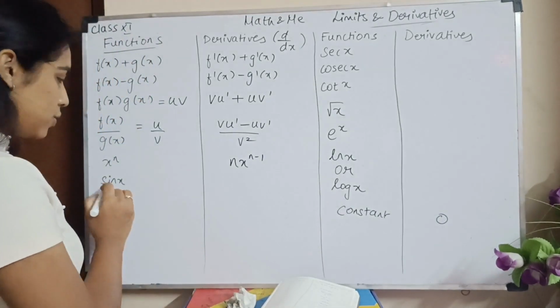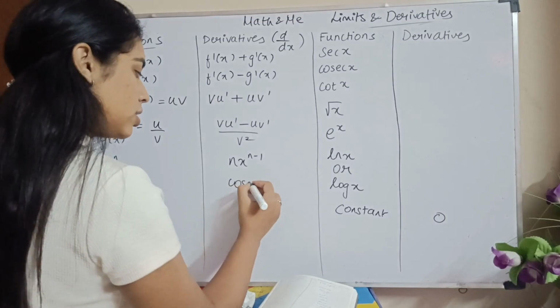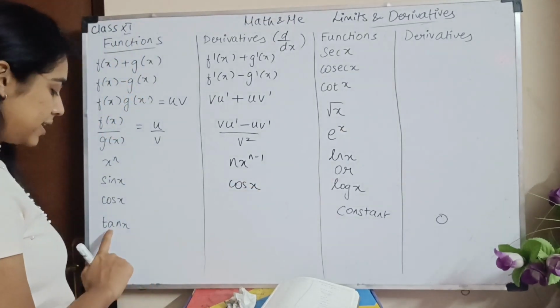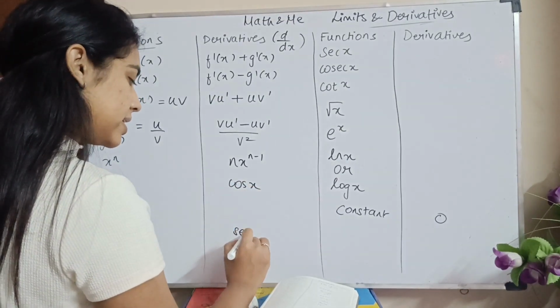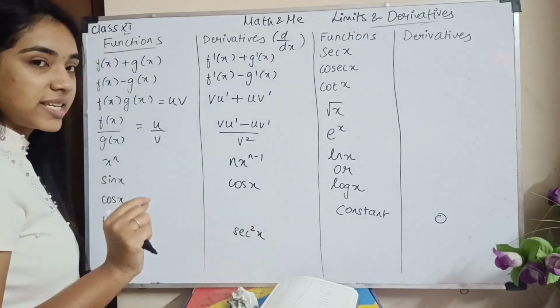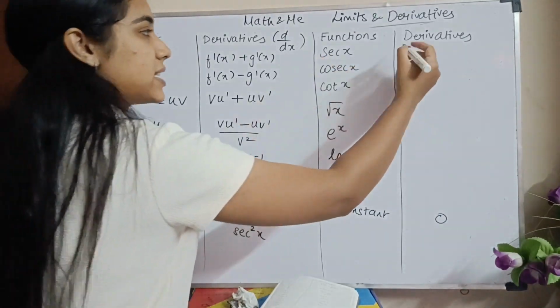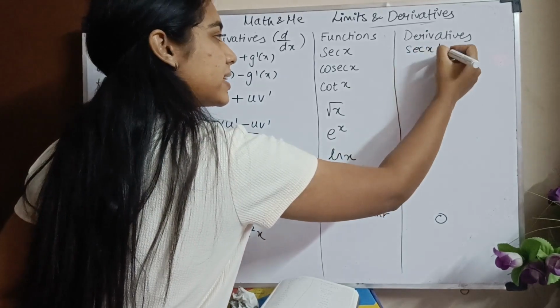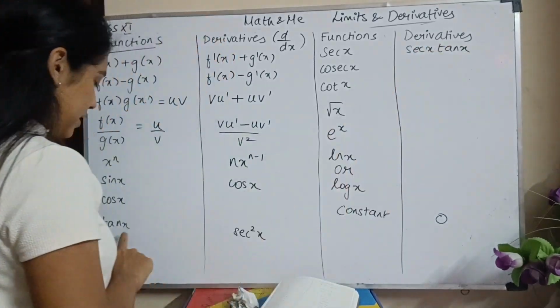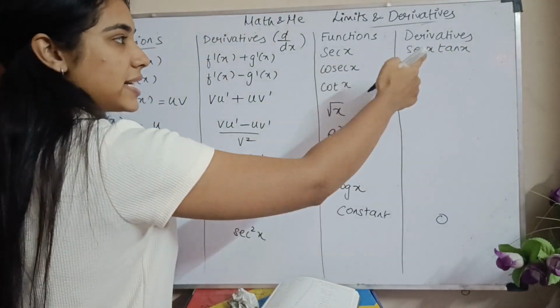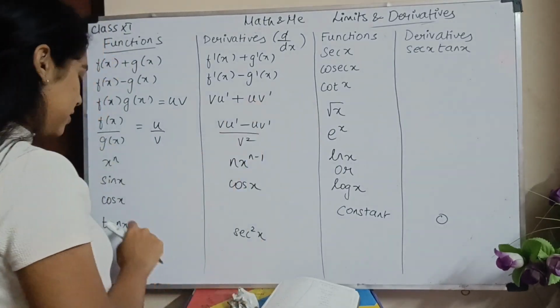Now sin x, the derivative is cos x. Tan x, the derivative is secant square x. I'm not writing for cos x now, I'll tell you why. Secant x, it is secant x tan x. Tan x ku secant square x, secant x ku secant x tan x. Now I'll write for cos x.